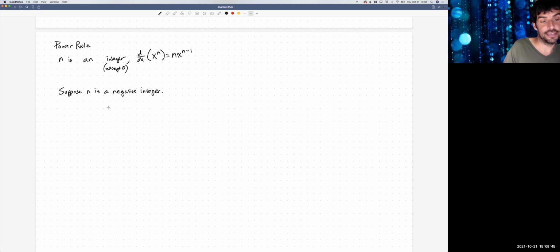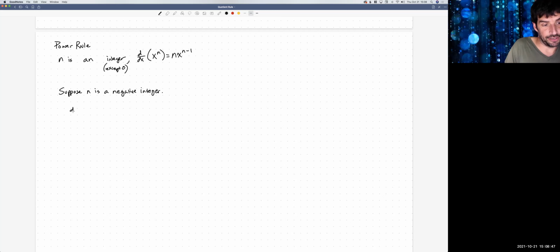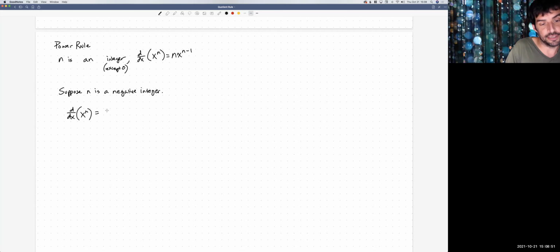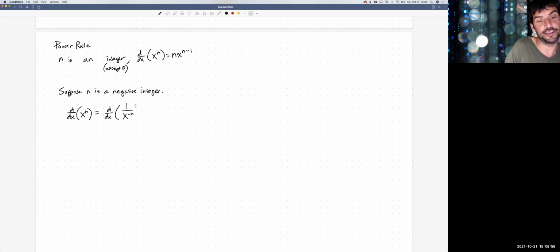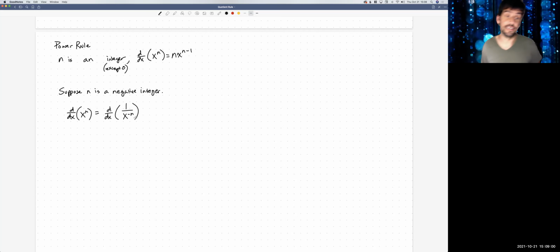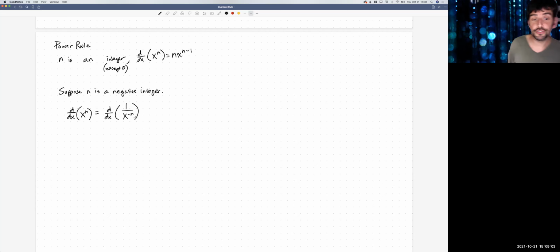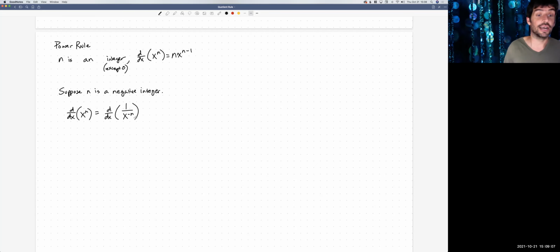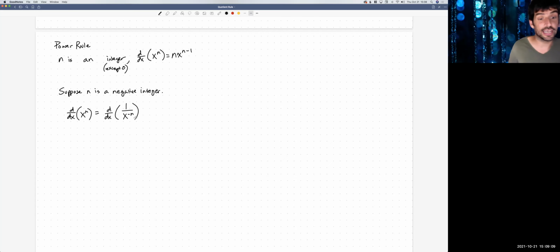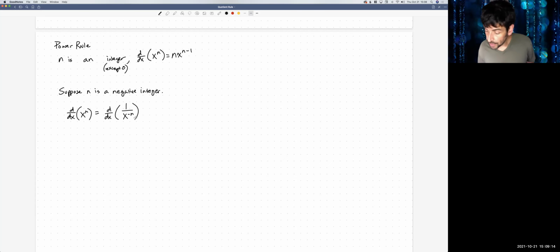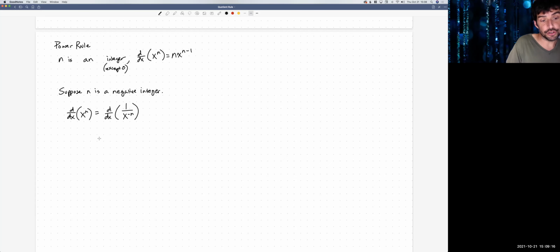Then let's take the derivative of x to the n, which is going to be equal to d dx of 1 over x to the negative n. So we've moved it into the denominator. This is one of our rules of exponents, and when we do that, we change signs. That's what the negative does there. Now, it's a little odd because n is negative, so negative n is now positive. We can use the quotient rule here.